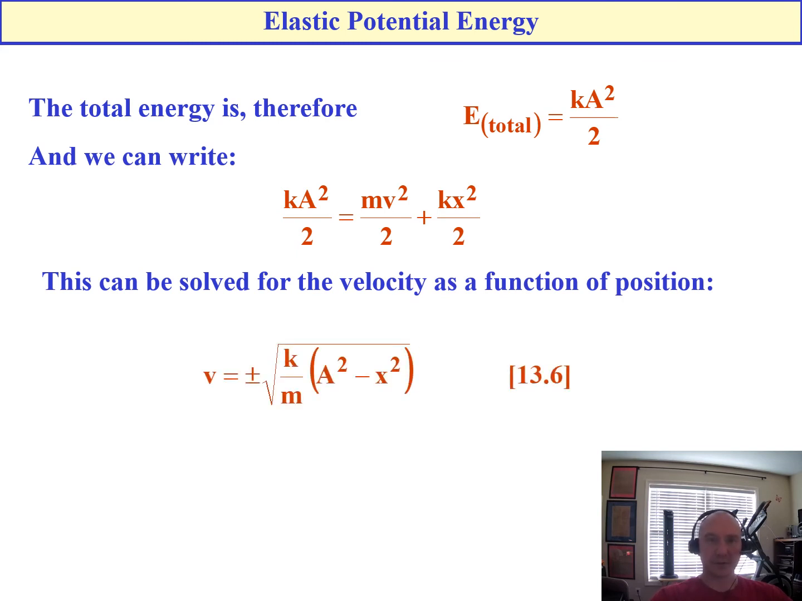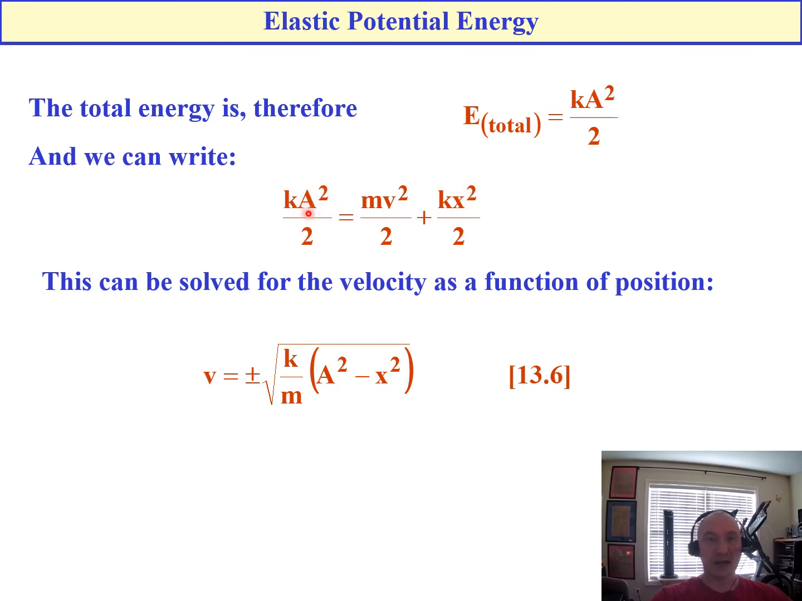All right, so this equation right here, this is basically the velocity at any given point. And you can kind of see where we get this from. All right, so the 2 is going to cancel out of here completely. We divide both sides by k. And then we bring this x squared to the other side.